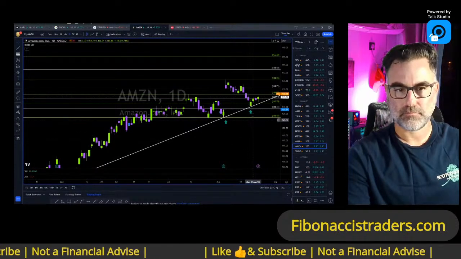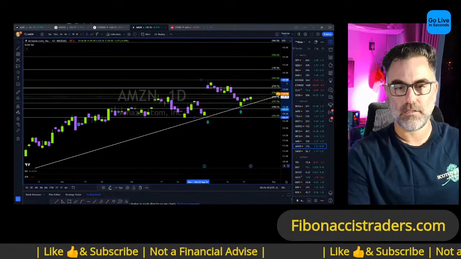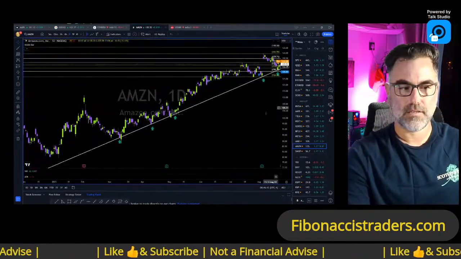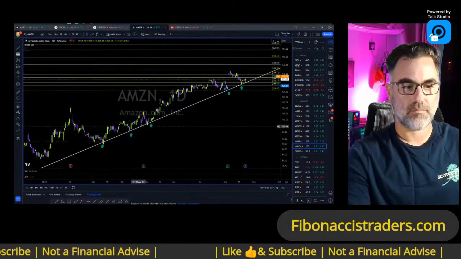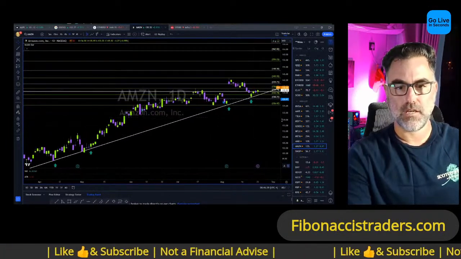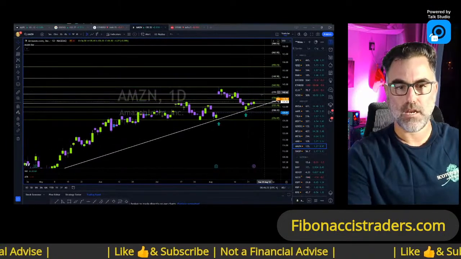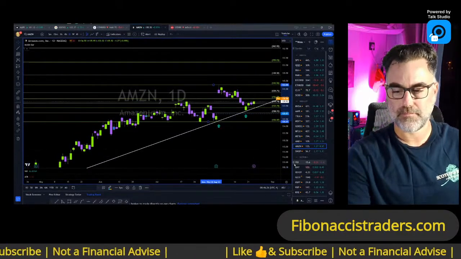Amazon, 137 to the upside, holding this trend line since March. Each and every time price of Amazon reached this trend line, got bounced, and now 137 is the next resistance.